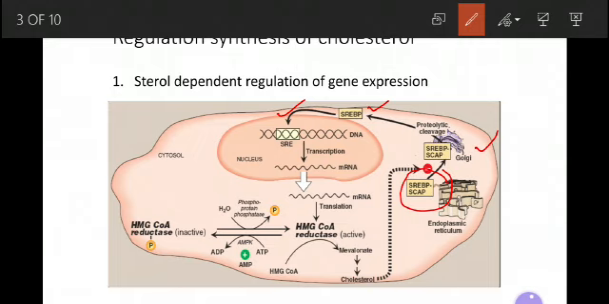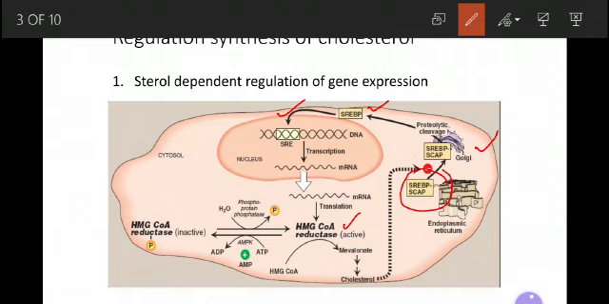So here SRE will be bound by the SREBP, and there will be transcription and translation, and there will be the formation of HMG-CoA reductase.